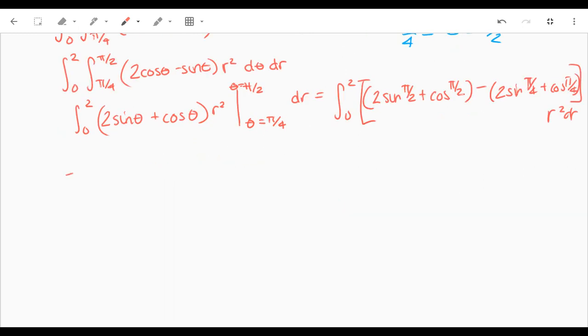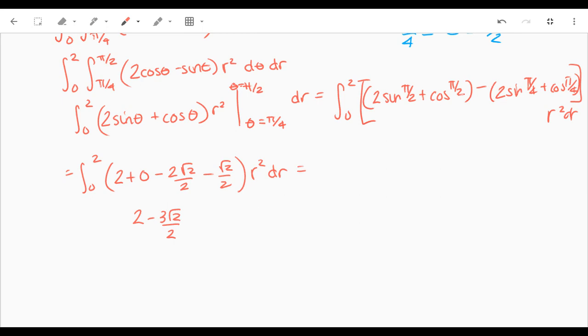So then I'll have my integral from 0 to 2. The sine of pi over 2 is 1. Cosine of pi over 2 is 0. Minus 2 square root of 2 over 2, minus square root of 2 over 2, r squared dr. So then I'm going to have 2 minus 3 root 2 over 2. I'm just going to leave it.